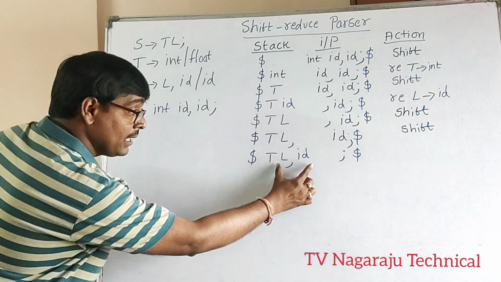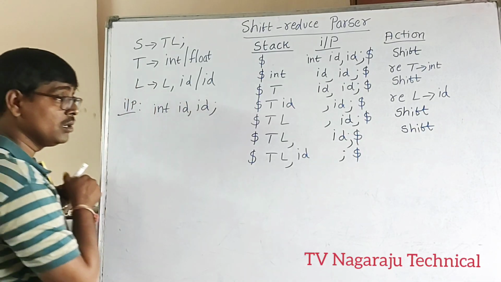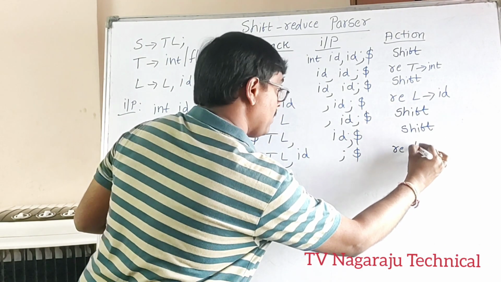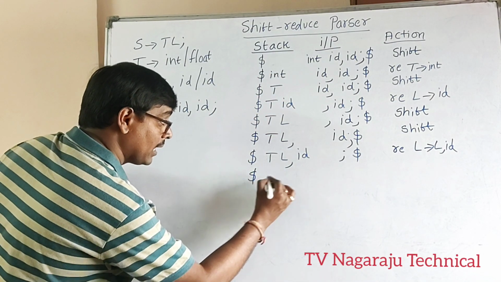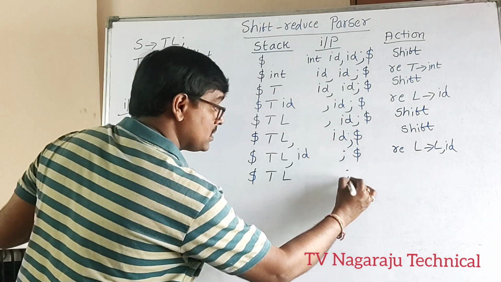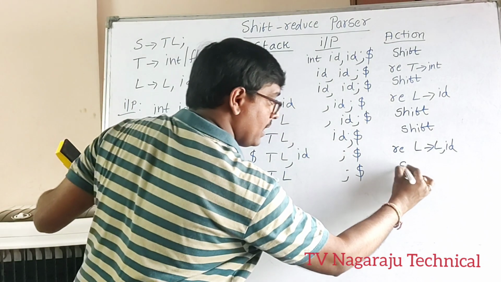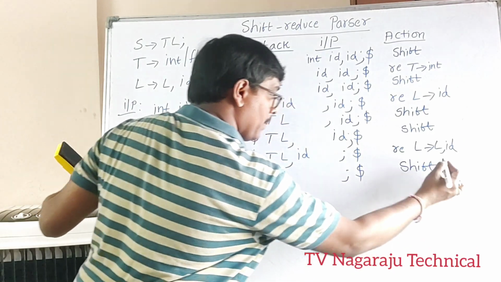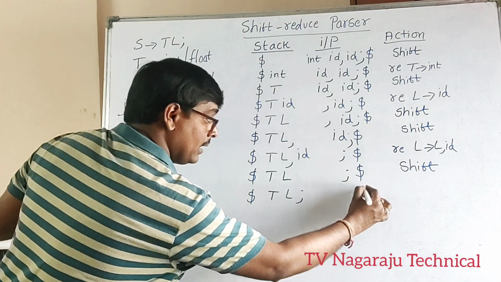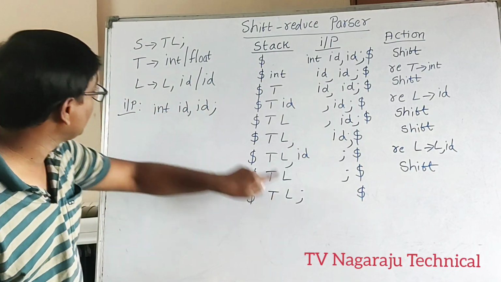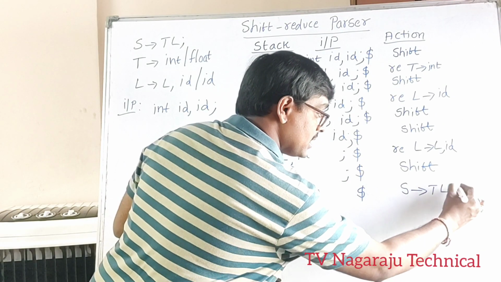But observe the pattern: L comma id is also there, and that is replaced with L. So I am doing my reduce operation: L tends to L comma id. So dollar TL semicolon dollar. Now TL, again there is no match. We do the shift operation: dollar TL semicolon. Now TL semicolon is available, that is reduced to S.